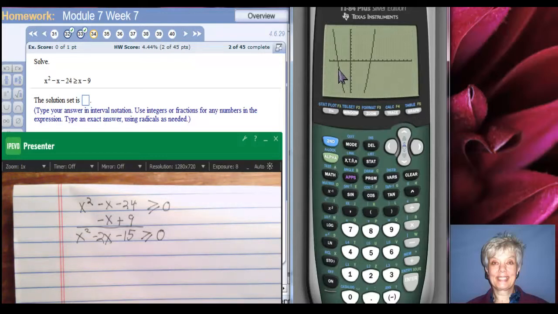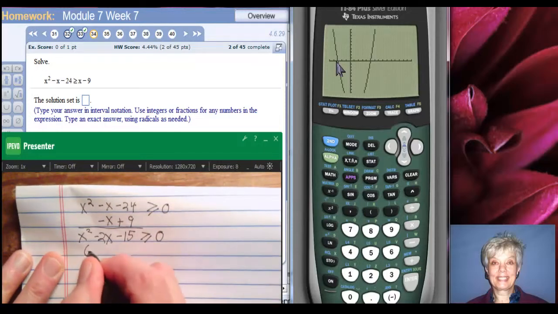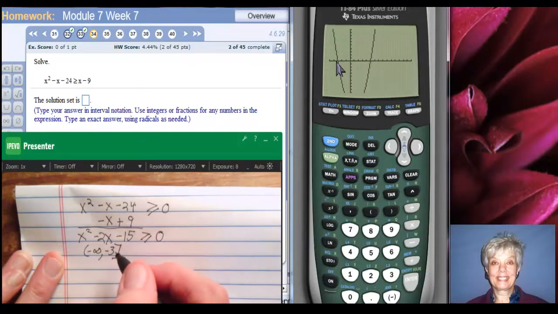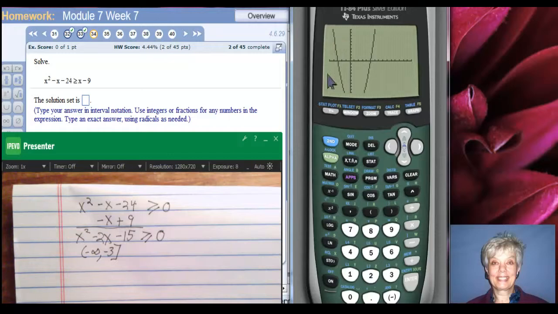I don't even have to move my window. All right, this graph is going to be above the x-axis to the left of, they still appear to be letting us eyeball this, to the left of negative 3, but this time it's actually going to include negative 3. So what I see is negative infinity to negative 3 is one area of the x-axis where the graph is above the x-axis, or on the x-axis. And then over here, 1, 2, 3, 4, 5.